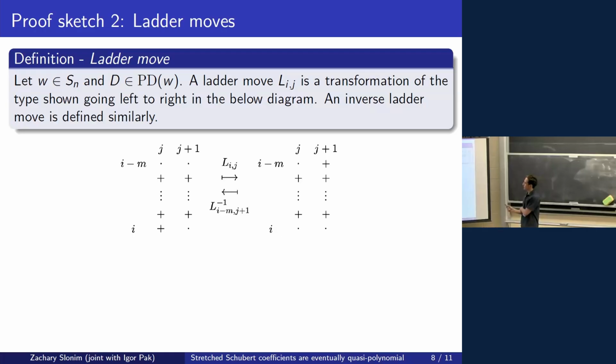So to do that, I'm going to introduce ladder moves, which is a way to turn one pi prime for a permutation into another pi prime for that permutation. We're going to move this plus here up to here. And this m can be 0, so we could think of just moving the plus up and to the right 1 if these three were dots to begin with. And we also have inverse ladder moves defined similarly.